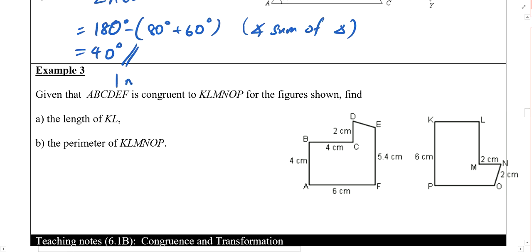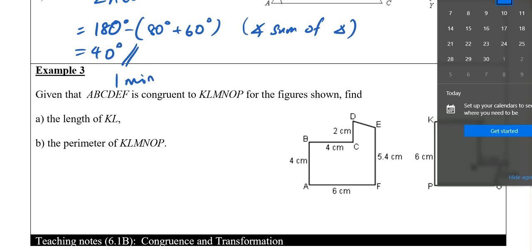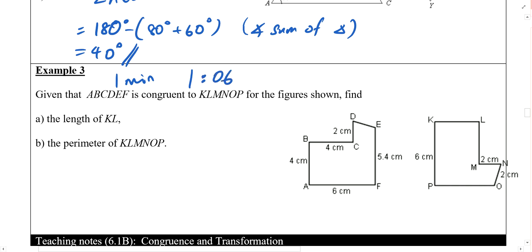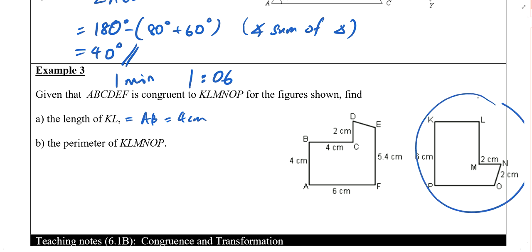Okay, example 3, you've got 1 minute to do it. Until 1.5 minutes, until 1:06. What is the length of KL? So KL is supposed to be equals to AB, which is 4 cm. And perimeter KLMNOP. Okay, basically this perimeter. This we know is 4. So this must be over here 2. And we got everything else right.